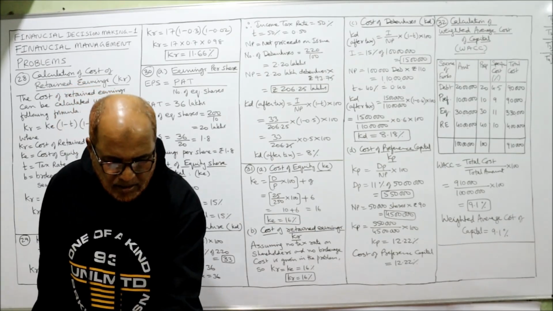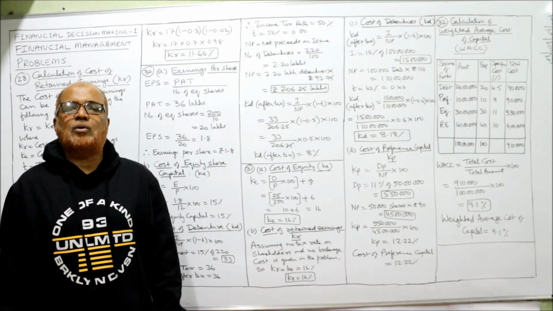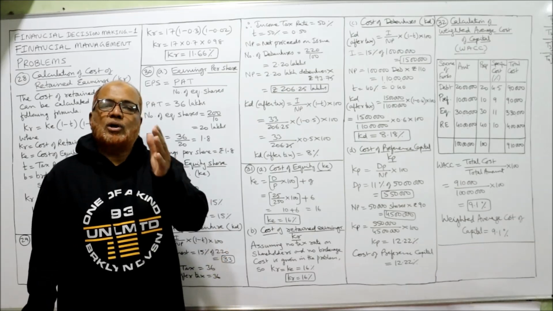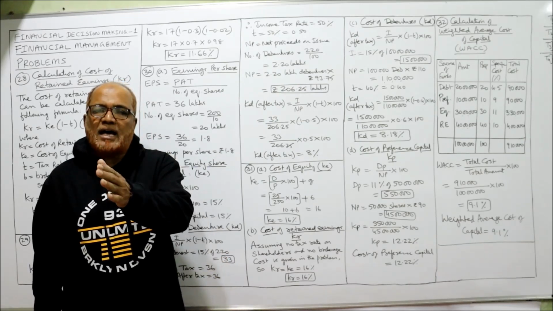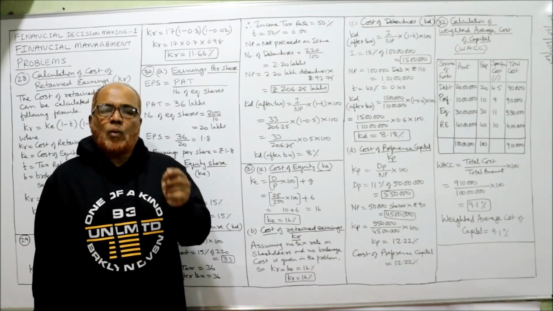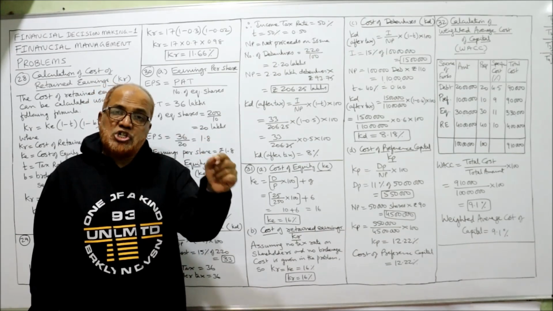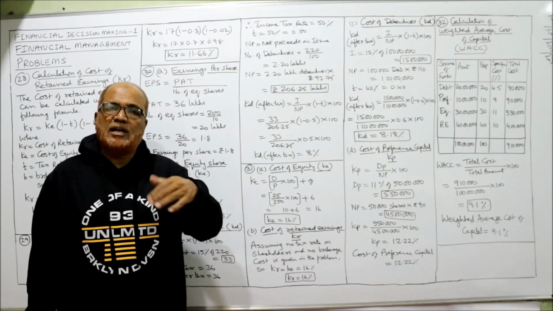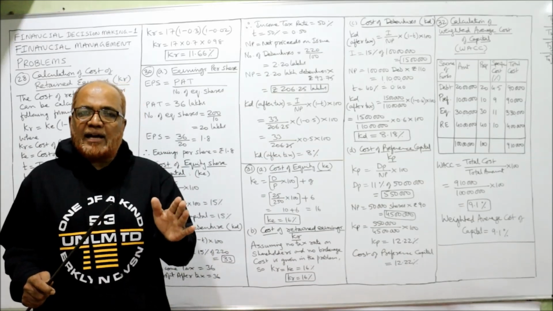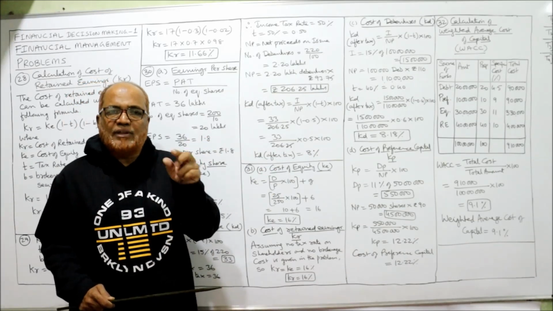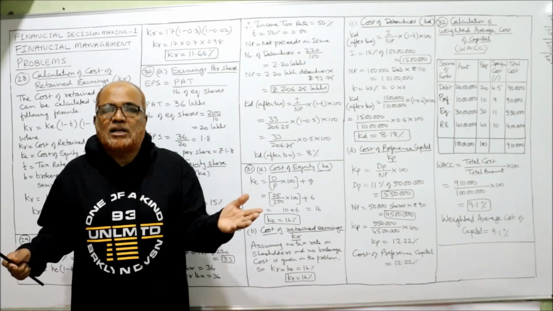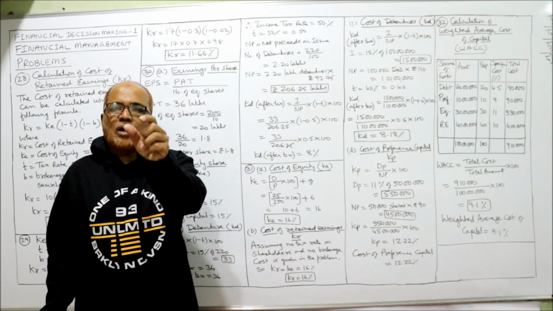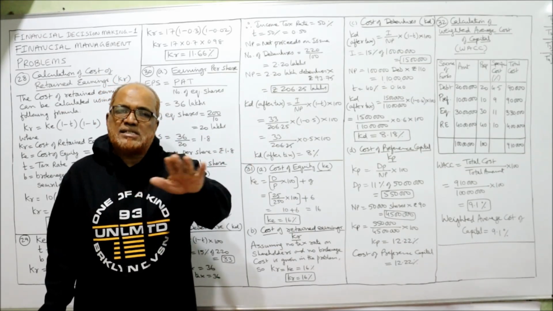The second case is retained earnings of rupees 5 crore. We have to calculate the cost of retained earnings. Just now I told you the cost of retained earnings is the same as cost of equity, provided the income tax of the shareholder or brokerage payable by the shareholder is not given. If it is given, then it will change. If not given, we can take KE equal to KR. That means cost of equity and cost of retained earnings will be the same.